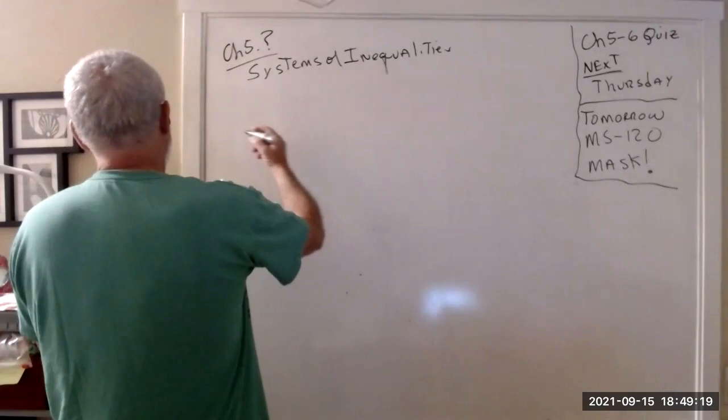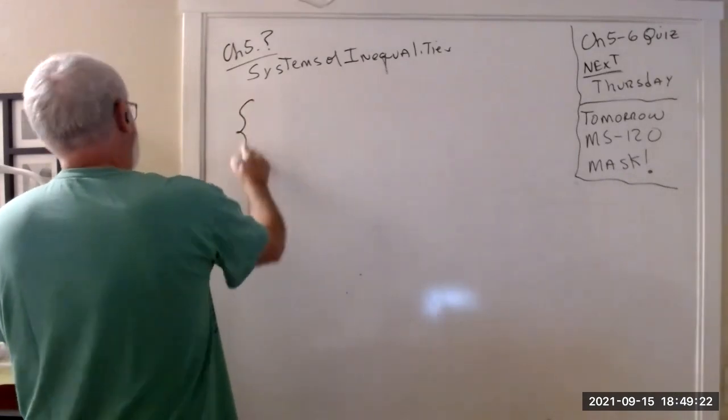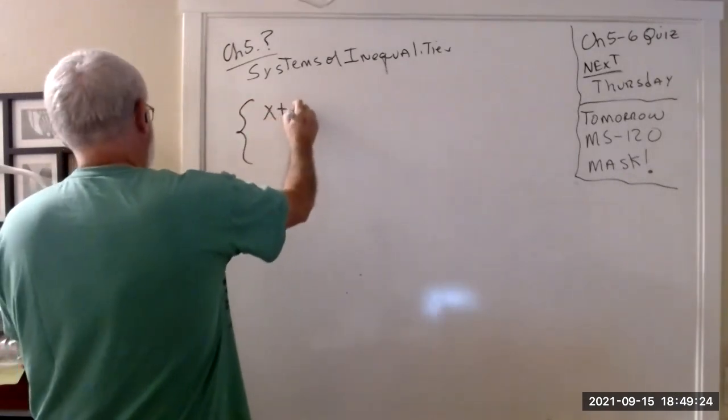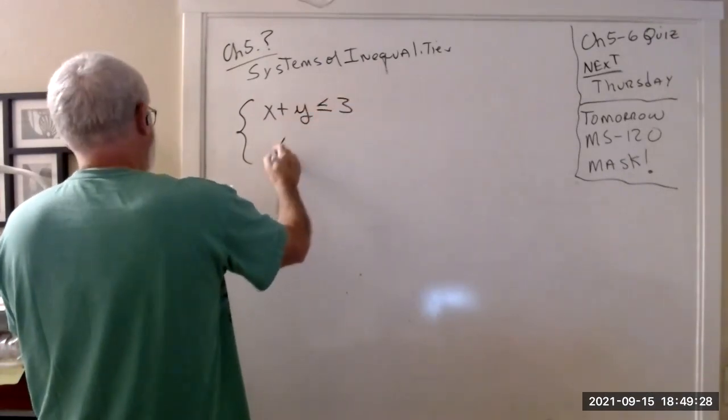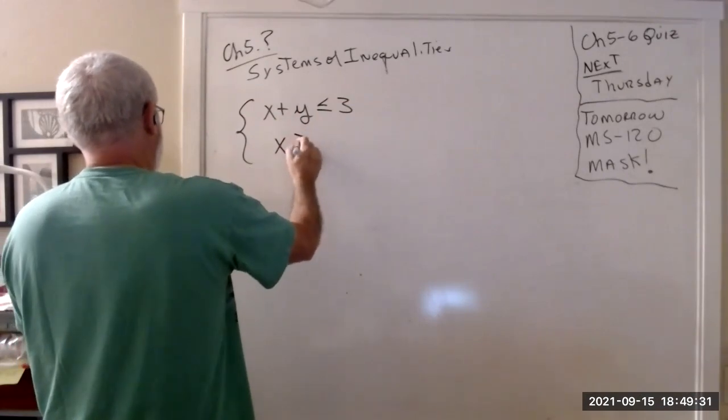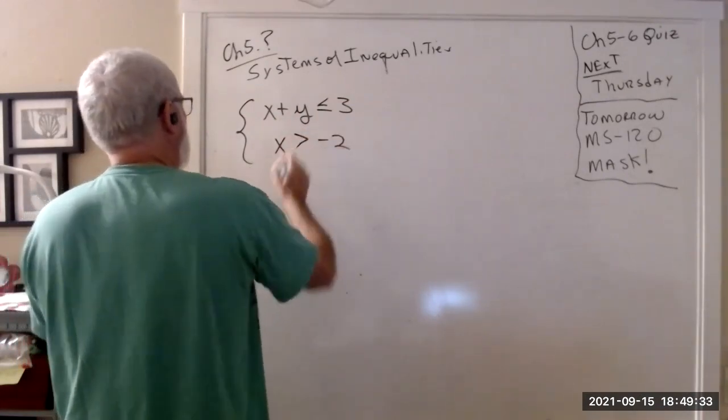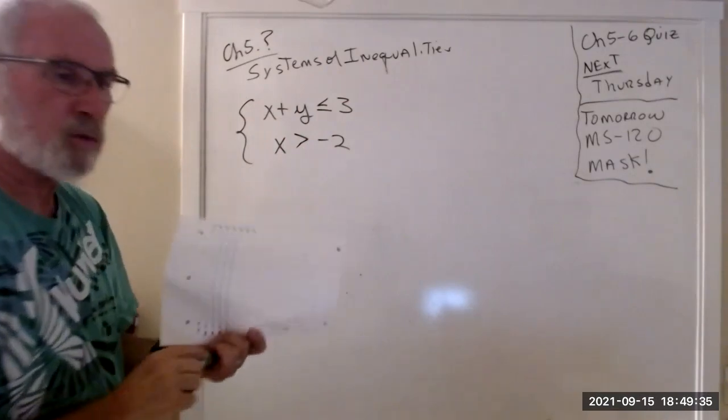Same instructions, solve the system. First equation, x plus y less than or equal to 3. Second equation, x greater than -2. About 2 minutes to work on that one.